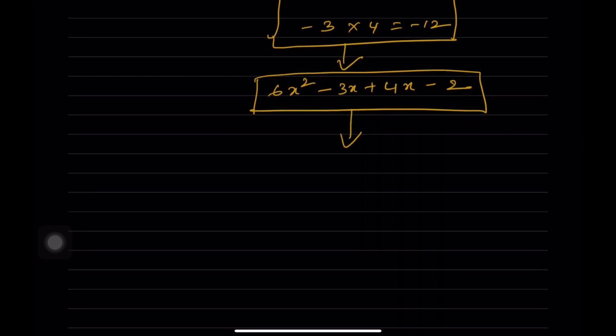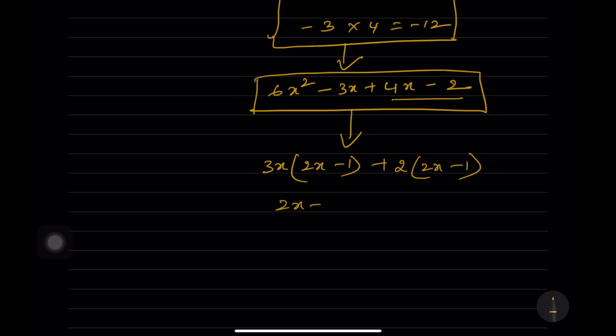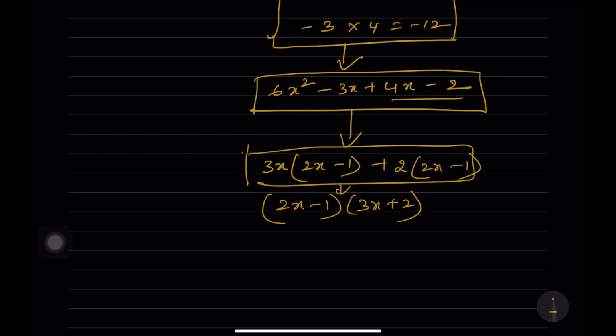Then you can take it as the next one. In the first two terms, what can we take out common? Here you can take 3x common. So 3x into, what will you get inside? 2x minus 1, plus, in these two, what can we take out common? 2 you can take out common. So 2x minus 1. Now in these two, if we take 2x minus 1 out common, what are we left with? 3x plus 2. So therefore the final answer which we got is 6x square plus x minus 2 is equal to 2x minus 1 into 3x plus 2.